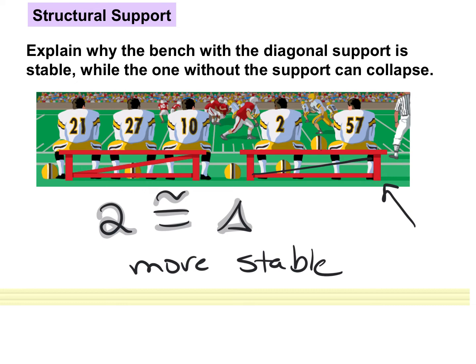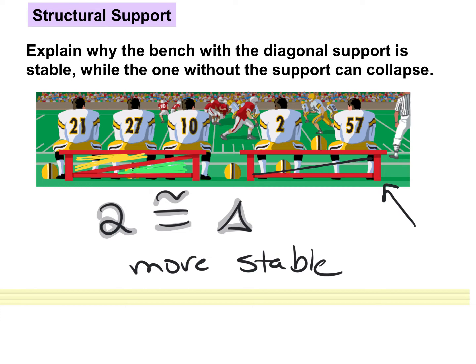This one over here, this bench could wobble from side to side because there's no support here in between. The two triangles that it created over here with this support would have been this one here and then this one down here. So it's creating two triangles on top of each other that create a more stable bench.